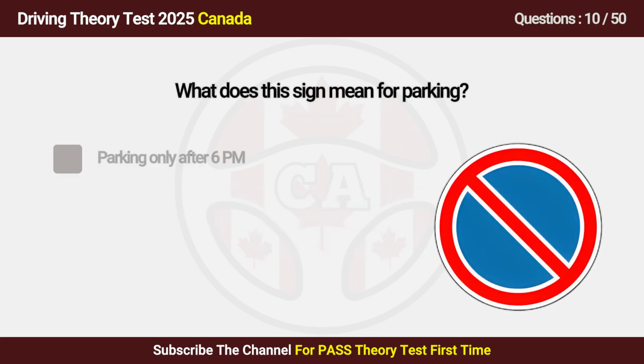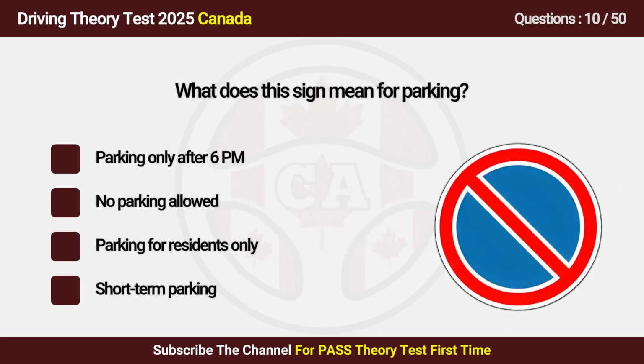Question 10. What does this sign mean for parking? A. Parking only after 6 p.m. B. No parking allowed. C. Parking for residents only. D. Short-term parking.